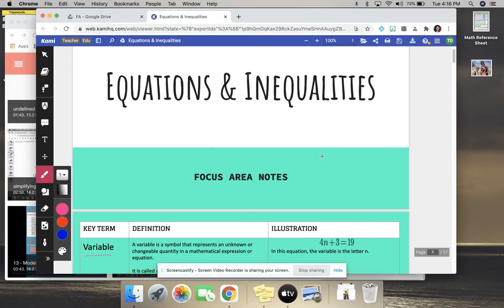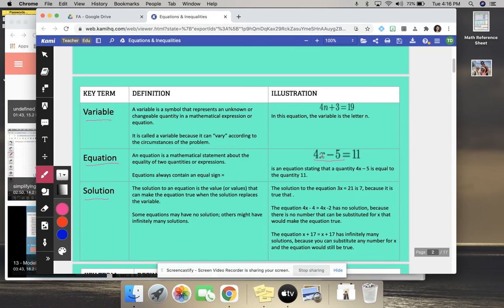Okay, for this focus area on equations and inequalities, we're going to start with some key terms. We have the word variable. It's a symbol that represents an unknown or changeable quantity in a mathematical expression or equation. It's called a variable because it can vary according to the circumstances of the problem. For instance, we have 4n plus 3 is equal to 19. In the equation, the variable is the letter n.